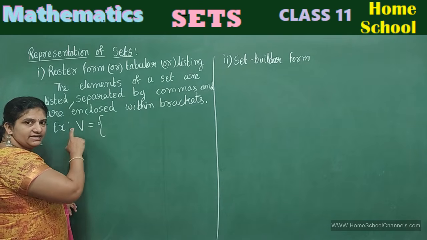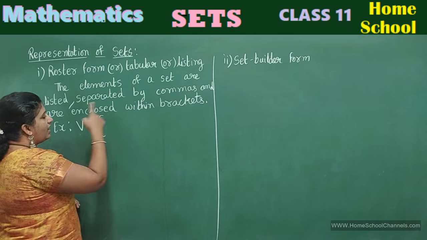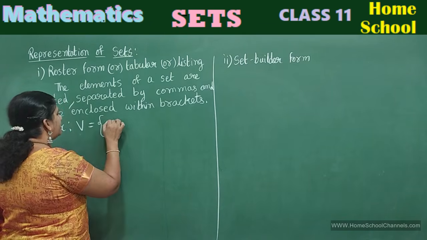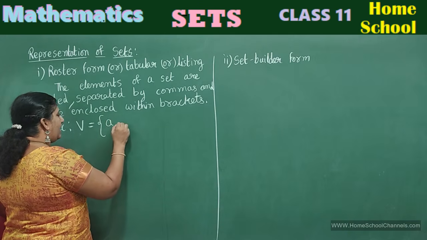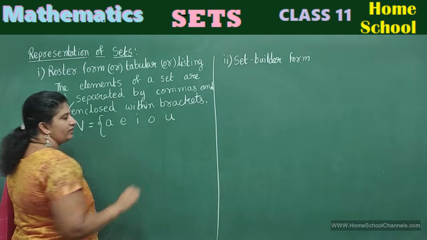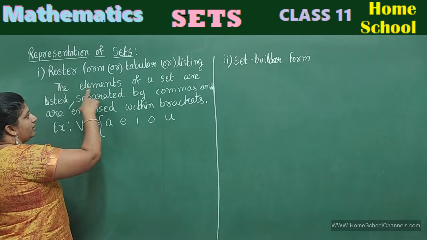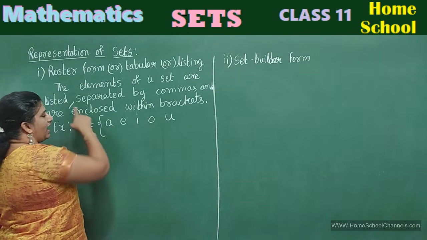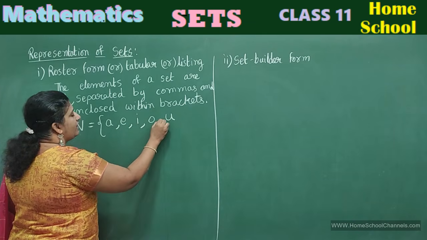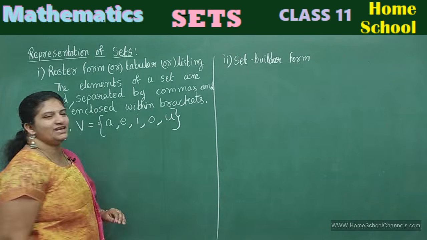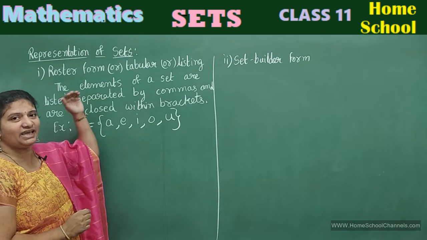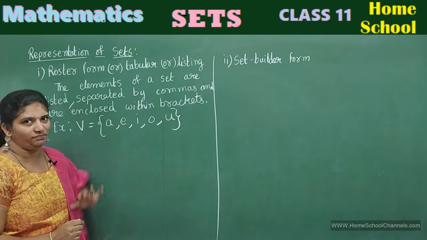V. To represent a set, we use a capital letter, and the elements inside the set we write with small letters. What are all the vowels? A, E, I, O, U. Observe here, the elements of a set are listed, separated with commas, and are enclosed within brackets. This is the way of representing in roster form.